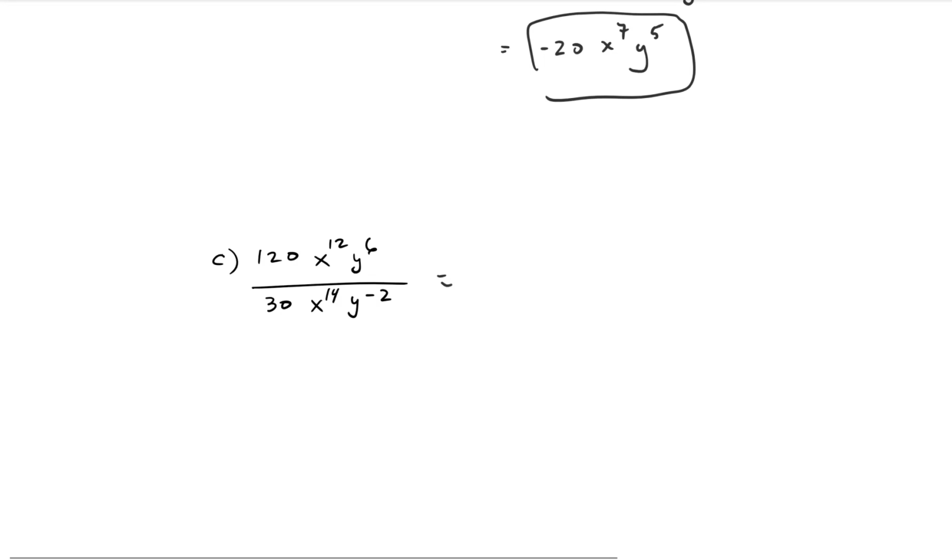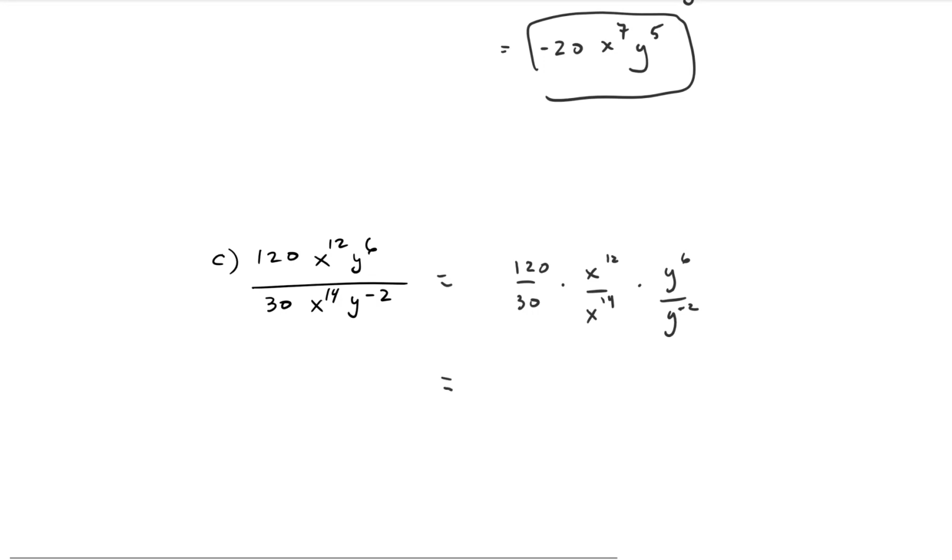Let's split this up kind of like we did in the previous one, but here we have a bunch of fractions. So we have 120 over 30. We'll split the x's up. X to the 12 over x to the 14. And then we have y to the 6 divided by y to the -2.